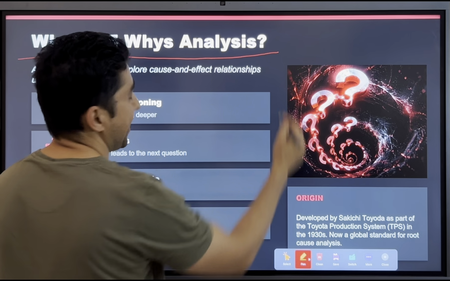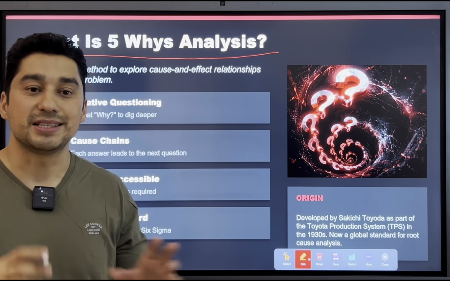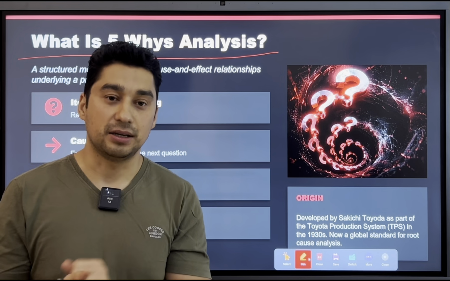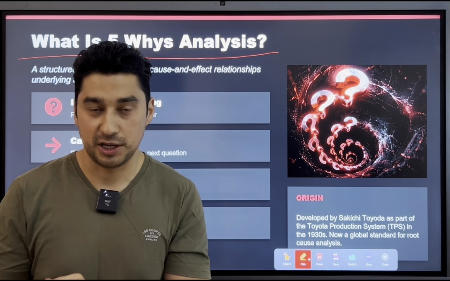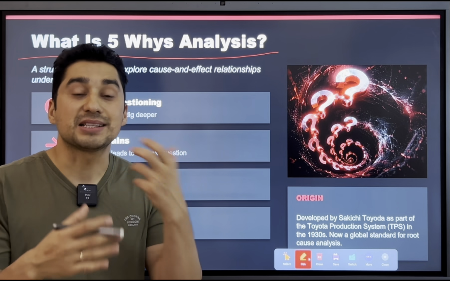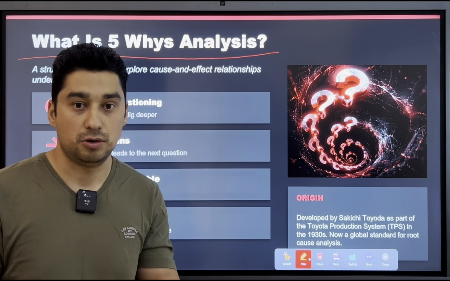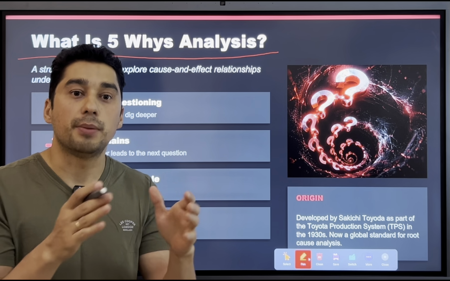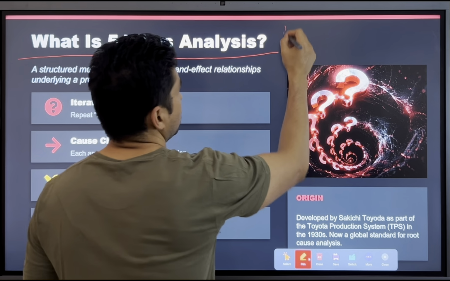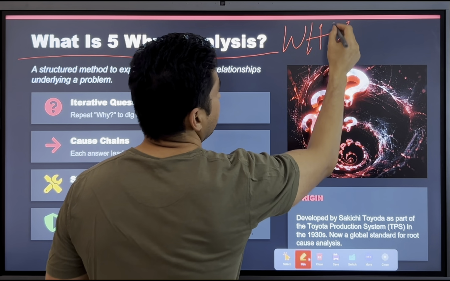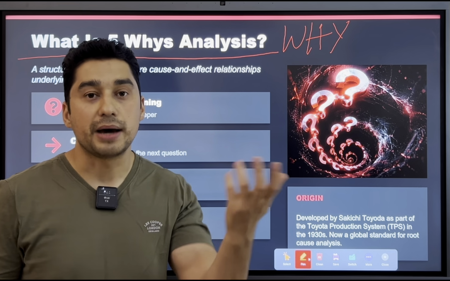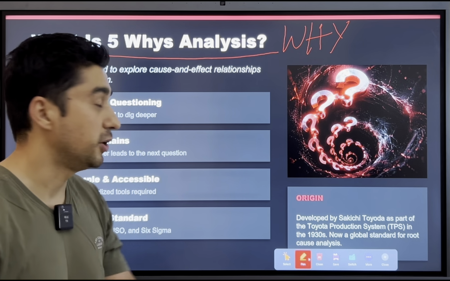Now, what is a 5 Why analysis? The 5 Why analysis is a simple but highly effective root cause analysis technique that we can use during the investigation. It works by repeatedly asking the question why it happened until we reach the real, permanent cause. So we need to ask why it happened, why he was there, why the equipment failed, why the car stopped, why the engine stopped, and so on. We need to ask the questions.